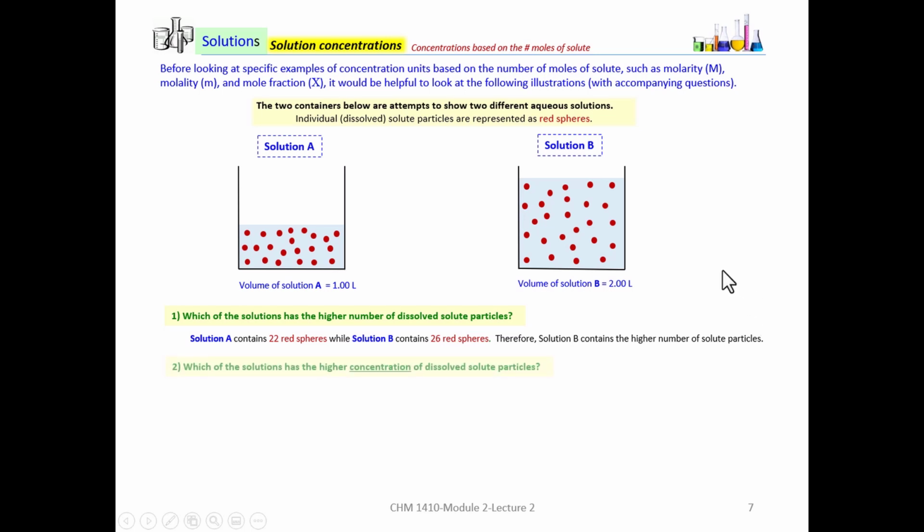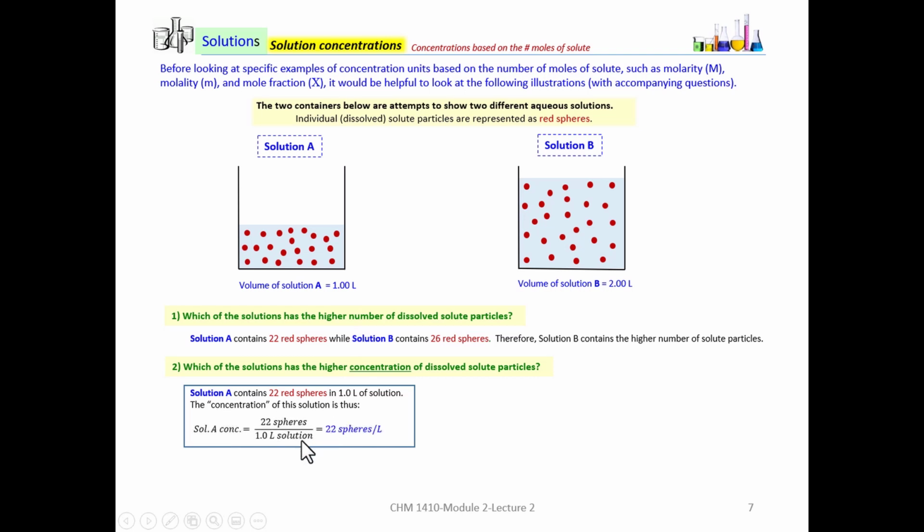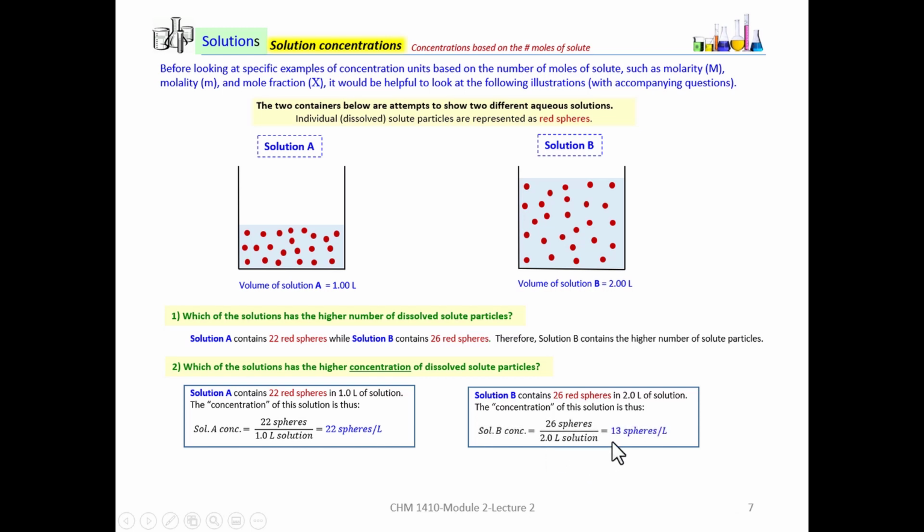That was easy. The second question is, which of the solutions has the higher concentration of dissolved solute particles? Well, let's take a look at this. Solution A contains 22 red spheres in 1 liter of solution, so we could express the concentration in spheres per liter of solution as 22 spheres per liter. Using the same concentration units for solution B, we have 26 red spheres in 2 liters of solution, which would come out to 13 spheres per liter.